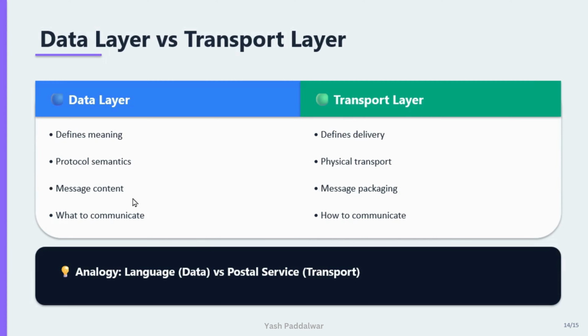Next we have message content in the data layer, and we have message packaging in the transport layer. There is a saying that the data layer is concerned about what to communicate and the transport layer is concerned about how to communicate. Again, let me repeat this, you can think of it as language versus delivery method. Language, it can be English, that comes in the data layer, and the communication method, like for example email or WhatsApp, that comes under the transport layer. So I hope this particular analogy is clear to you all.